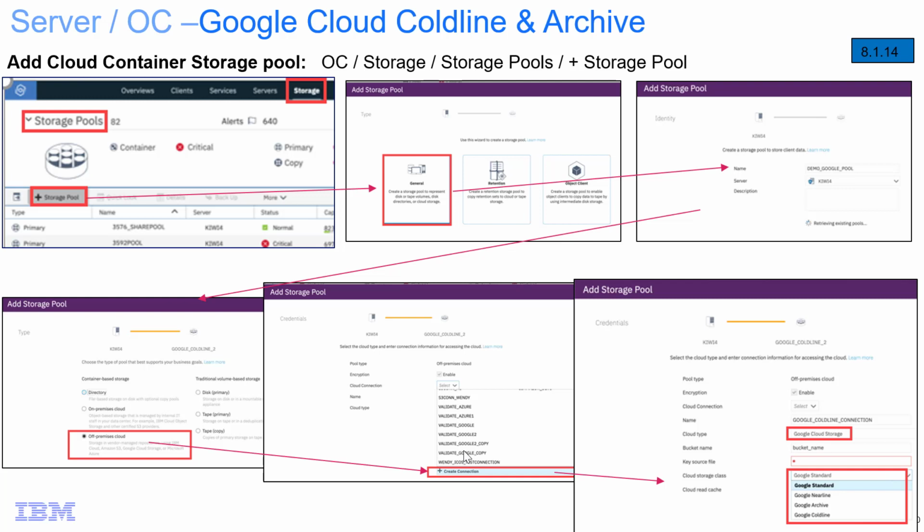Inside of the Operations Center, we have a lot of capability around this. If you are adding a cloud container storage pool, you'll go into Operations Center, Storage, Storage Pools, and click on the plus Storage Pool button. You will then click on General Storage Pool. You'll give it a name, and you will choose it as an off-premise cloud. And from that drop down for the cloud connection, you'll create a cloud connection, and that will be either a Google Standard, Google Nearline, Google Archive, or Google Coldline. So this is a container storage pool that you would use to send your backups or archives to.